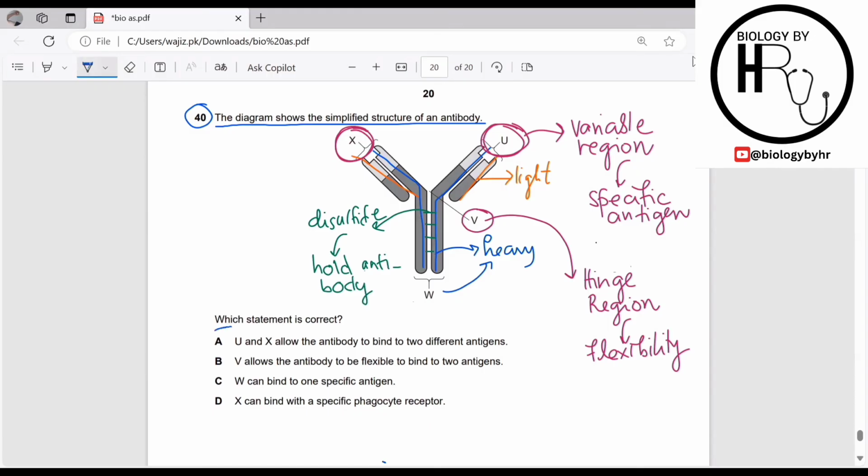They are asking which statement is correct. We know that structure V, which is the hinge region over here, allows the antibody to be flexible so that the two binding sites over here, which are U and Z, can make contact with the antigens that are slightly different distances apart. So hence our answer over here would be option B.